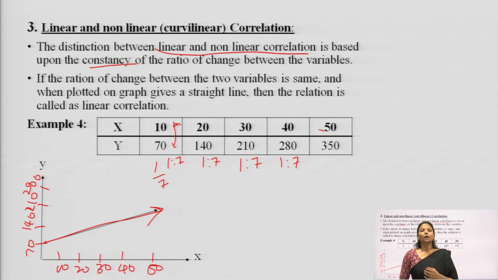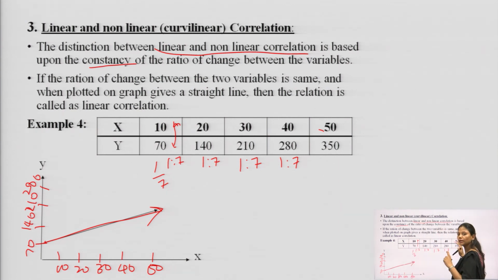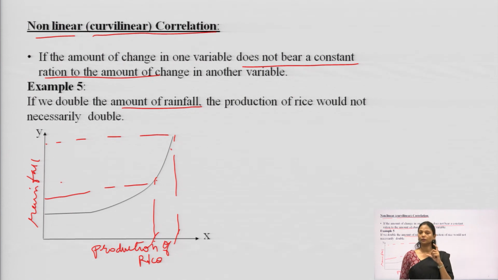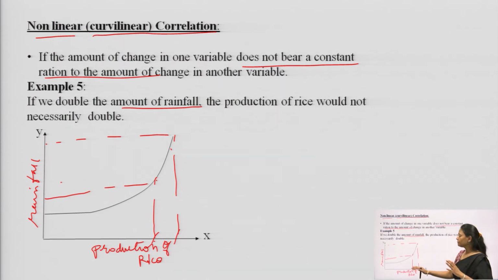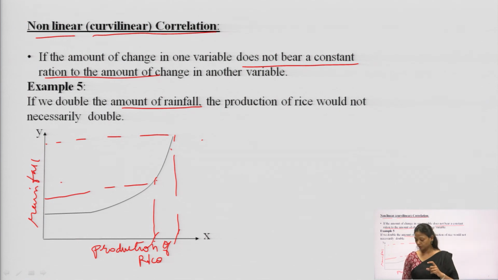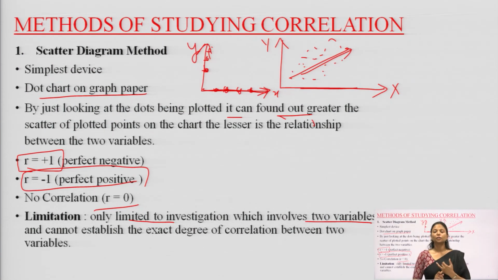Next come linear and non-linear correlation. Linear is when the ratio between the two variables remains constant throughout the series, and when we plot, we get a straight line. And when the relationship between the two variables is not constant and gives rise to a curvilinear or non-linear curve, it is called a non-linear correlation.